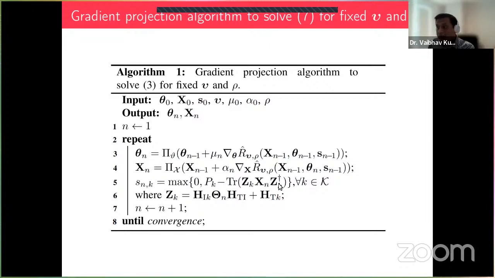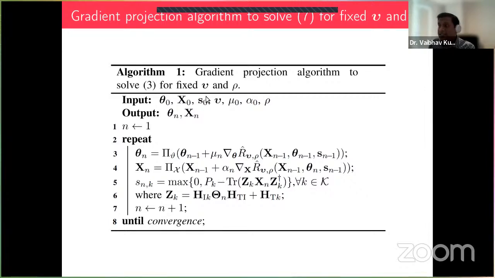Then we update all of the S elements in the S vector. And once we are done with that, since Zk is a function of theta, all the channels are a function of theta, so we update the channels and we repeat it. We keep doing this until we have convergence.